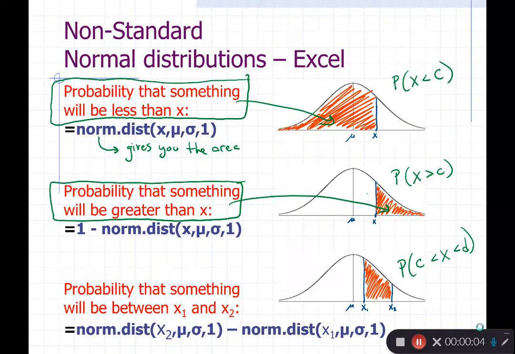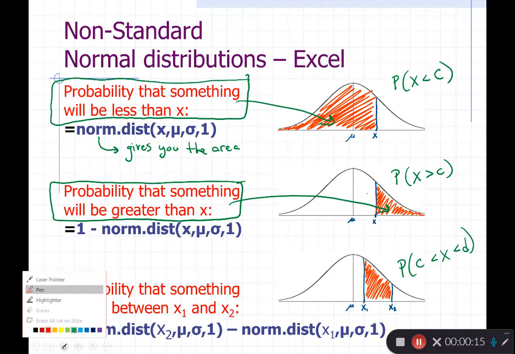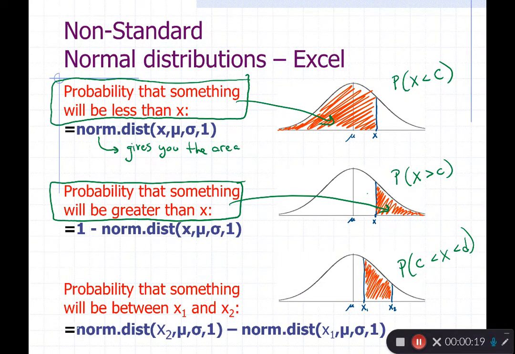Now, if you want the area to the right of an x value, or you want to calculate the probability that something will be greater than x, well, Excel cannot do that. Excel cannot give you area to the right. Excel could only give you area to the left, which means if you need the area to the right, well, Excel could give you, let's use blue here, this blue area. Excel could give you the blue area because it's to the left of x.